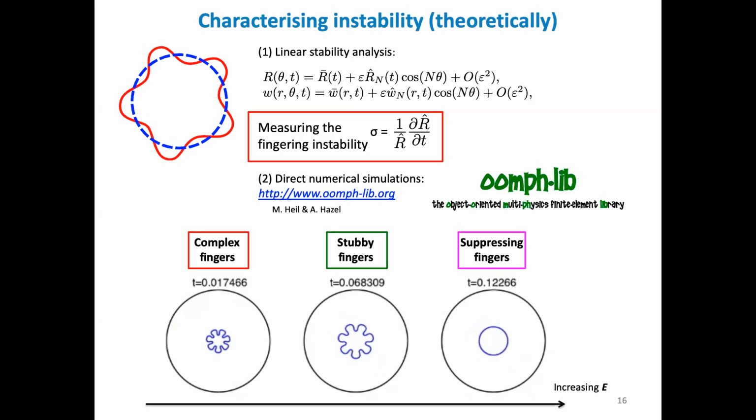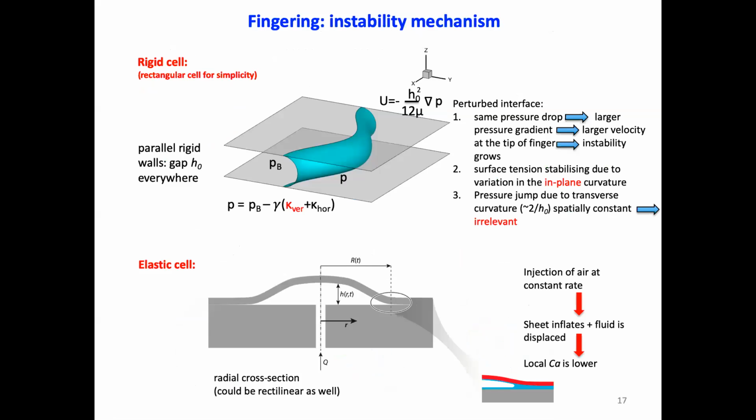So let me just remind you what the mechanism for instability onset was in a rigid cell. It was this competition between surface tension and viscous forces, and when the viscous forces dominate, you would see instability development. Now in the elastic cell, things are different. You now have another free surface, the fact that the elastic sheet can also deform, and so you might expect some contribution from that. But this is what turns out to be the case in our experiments.